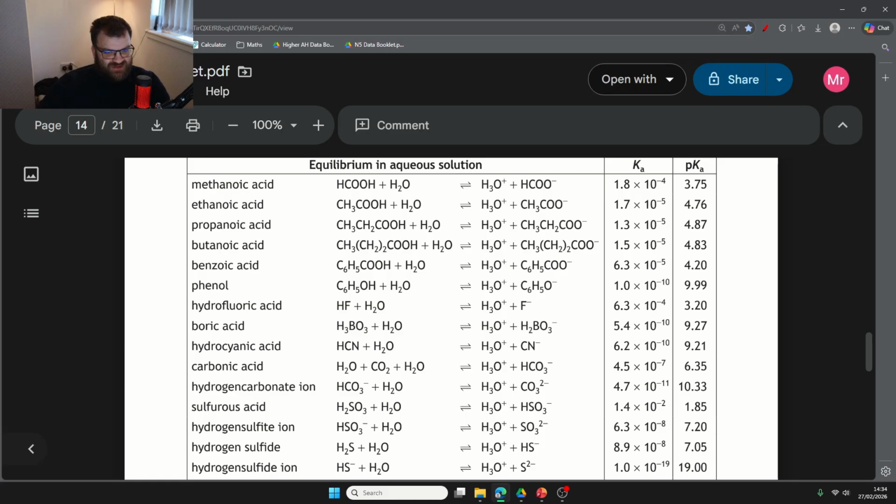And my reason for that is on page 14 of the data booklet. They have equations for different acids breaking apart. And all these ones, they're using the H3O positive. So I'm trying to stick with that as much as I can.